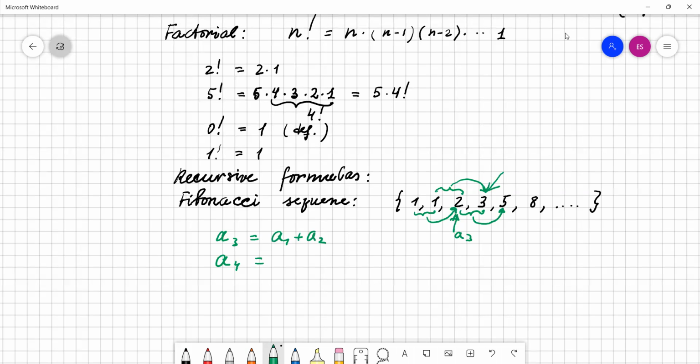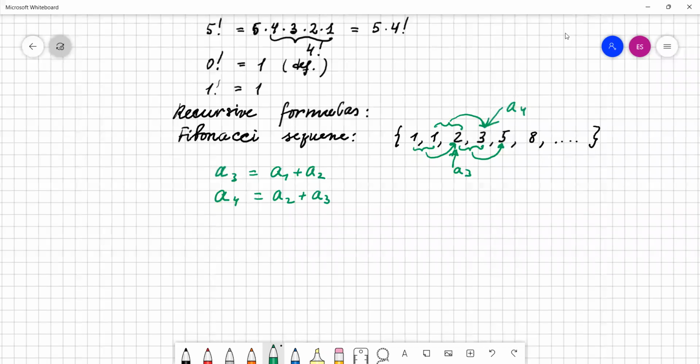A4 is this element. A4 equals what? A3 plus A2. So every next element is made out of two previous elements. I'm going to write down the general formula: An equals An minus 2 plus An minus 1, the previous element and the element before the previous.